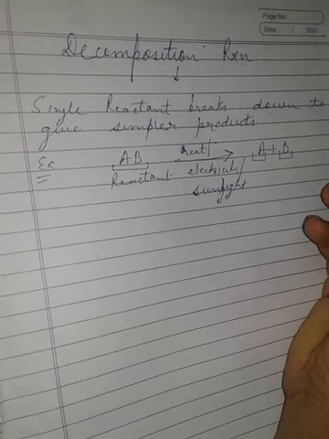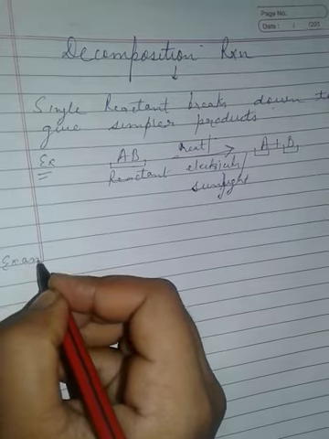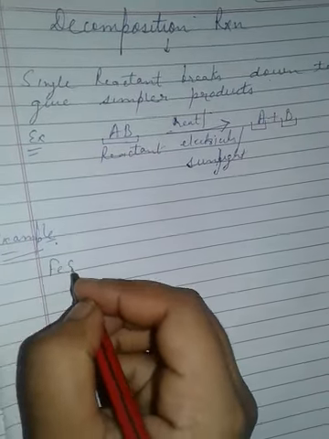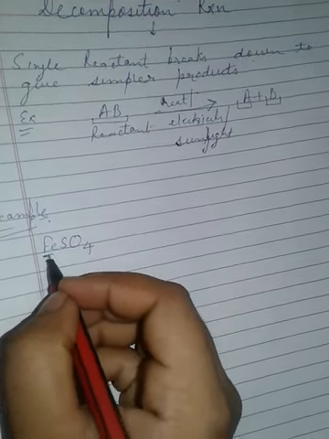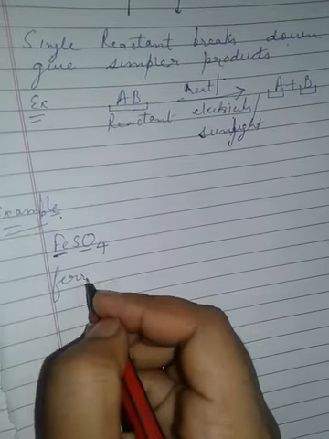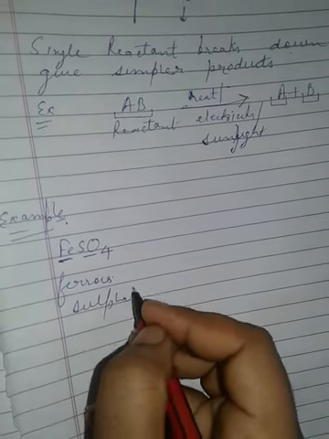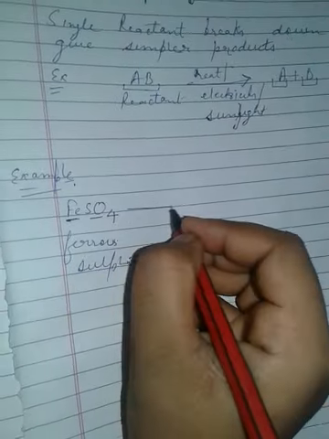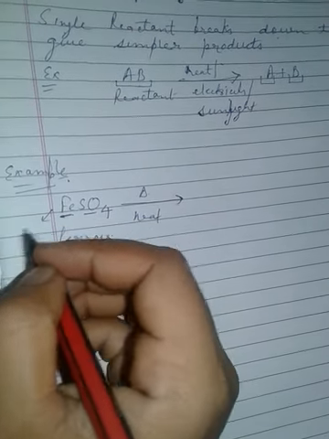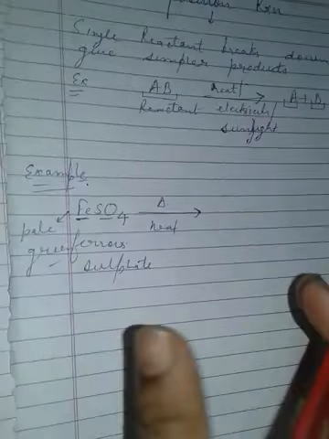So now we have to cover a few important examples. The very first example is the decomposition of ferrous sulfate. Here FeSO4, Fe means ferrous, and sulfate, this is your ferrous sulfate. On heating this ferrous sulfate, heat, the symbol is triangle, and this ferrous sulfate is of pale green color. Pale green means it is of lighter color.